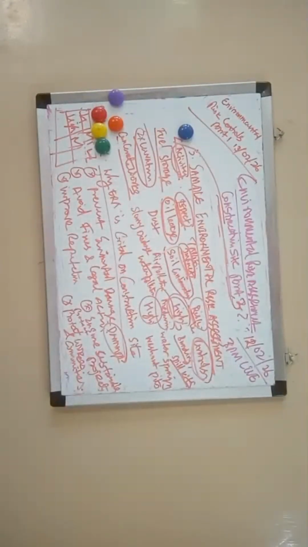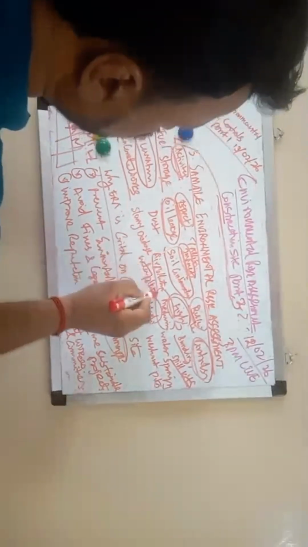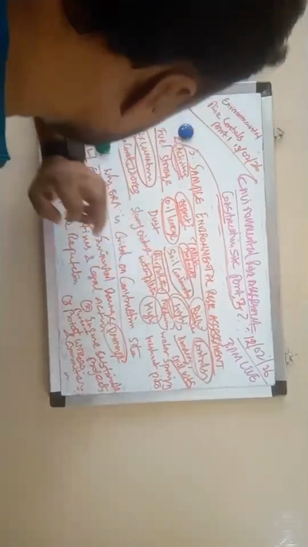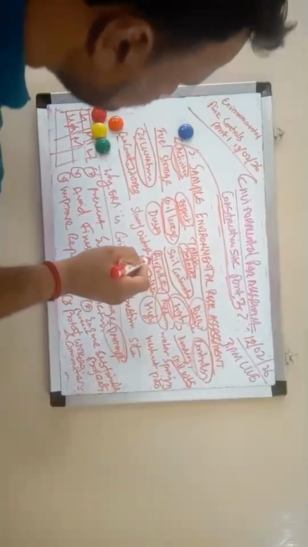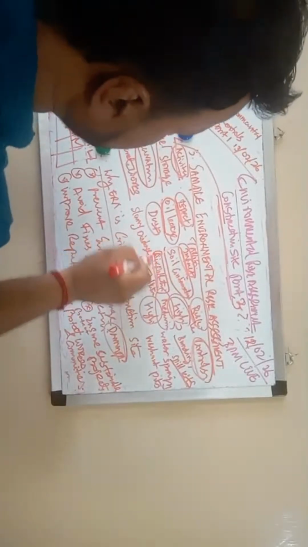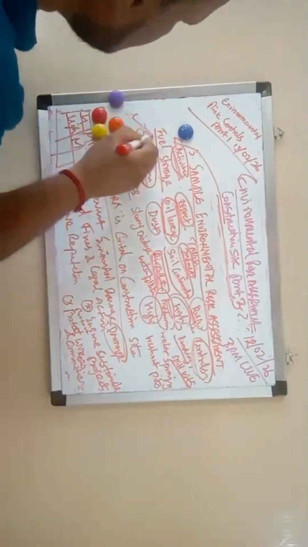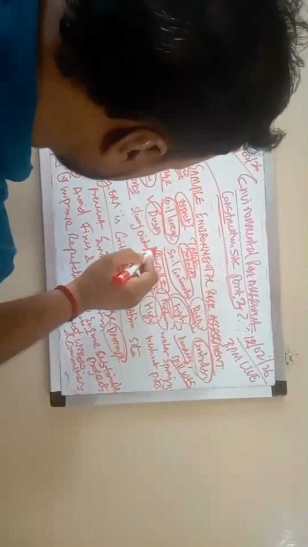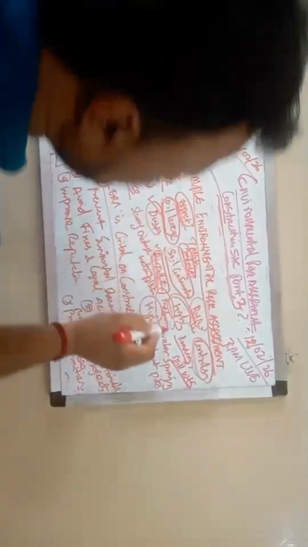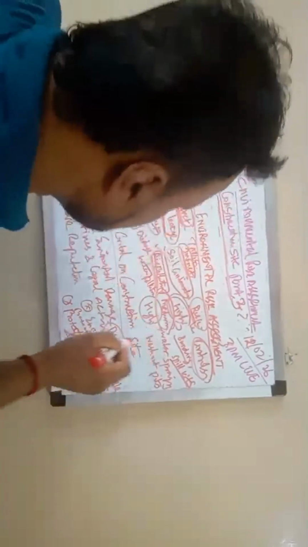Then what will be the environmental impact? The environmental impact will be air pollution. So dust is the aspect, and air pollution is the impact. So excavation is the activity, the aspect is the dust, the impact is air pollution, and the risk level is medium. Then what will be the control measures?